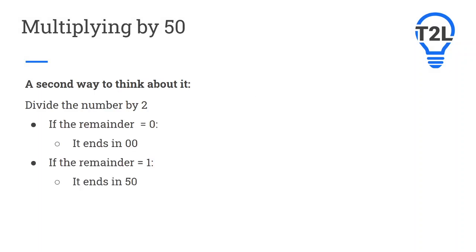Okay, so here's a little extra, another way to think about multiplying by 50. First, you always have to divide the number by 2. When you think about it, any even number divided by 2 will always have a remainder of 0, so multiplying an even number times 50 will end in 0. If you divide an odd number by 2, you would get a remainder of 1, so multiplying any odd number times 50 will give you an answer ending in 50.